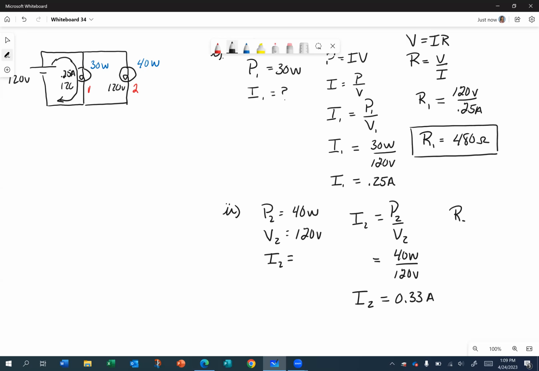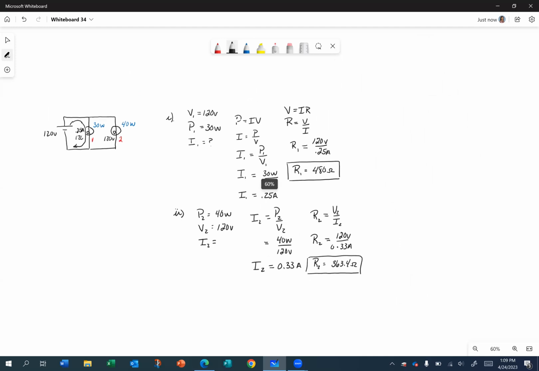Using these same equations for resistance, R2 is going to be V2 divided by I2. So resistance of the 40 watt bulb is going to be 120 volts divided by 0.33 amps. Bulb 2 has a resistance of 363.4 ohms. So we're going to round that to 363.